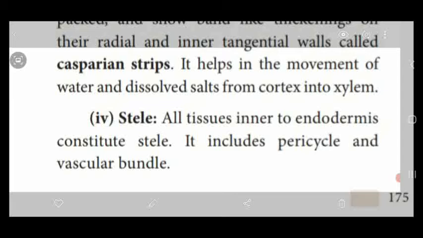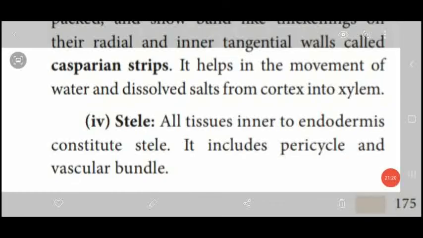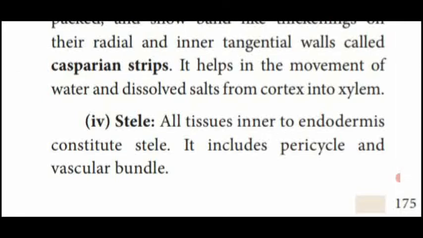Next one, stele. The innermost layer of the cortex is called endodermis. Dear students, all the tissues present inner to the endodermis are called stele. So the stele includes a layer called pericycle and also the vascular bundle. What is the vascular bundle? Xylem and phloem arranged in a certain arrangement, either radial or same radii. That is said to be the vascular bundle.